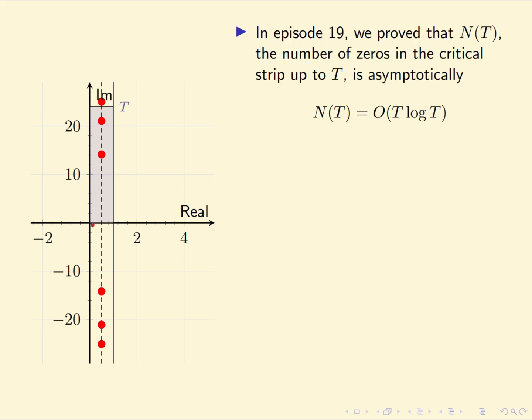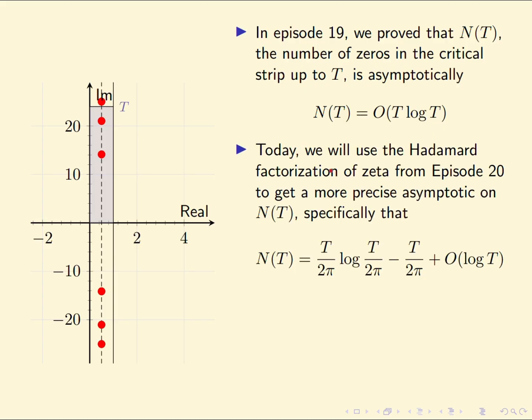If you start at imaginary part 0 and count up to T, then N of T is the function that tells you how many zeros there are inside this finite rectangle. We showed in episode 19 that N of T is big O of T log T. But today we're going to obtain a much more powerful result.